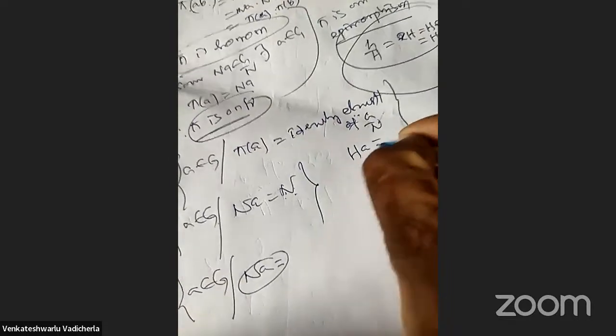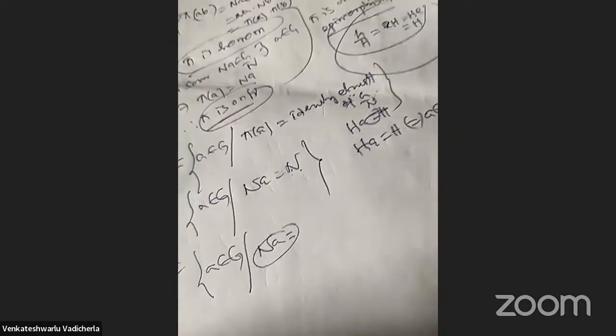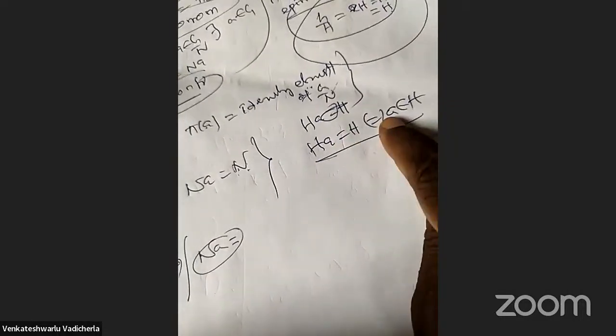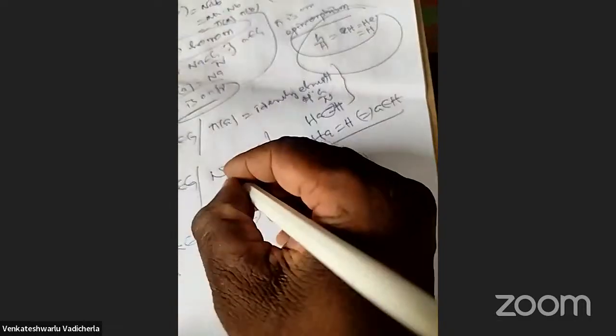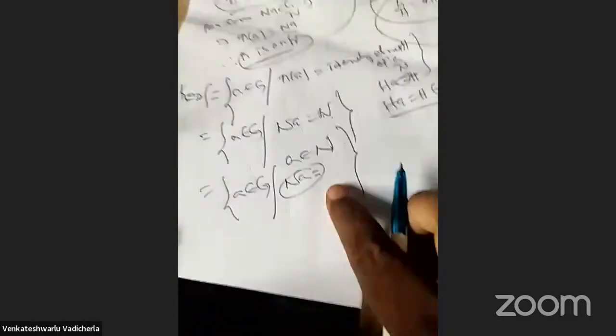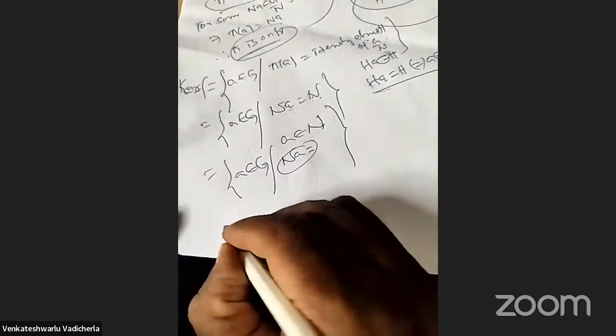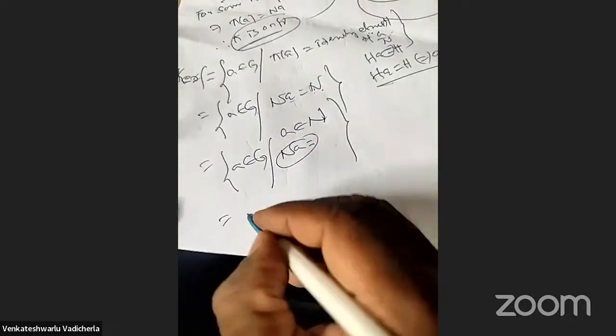So one property. What is the property? Ha is equal to H అయితే if and only if a belongs to H. Ha is equal to H అయితే a belongs to H. ఇక్కడ Na is equal to N అయితే small a belongs to N. A is element of G, a is element of N. అంటే kernel pi is equal to N.